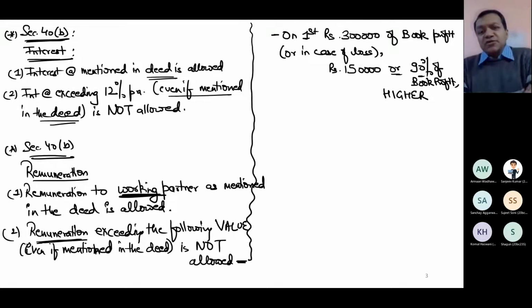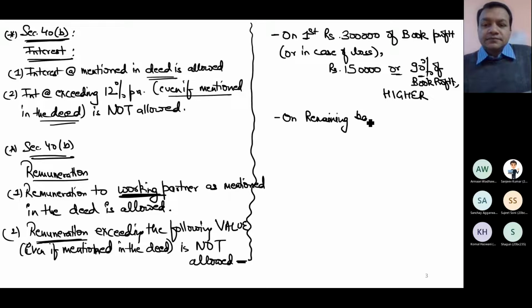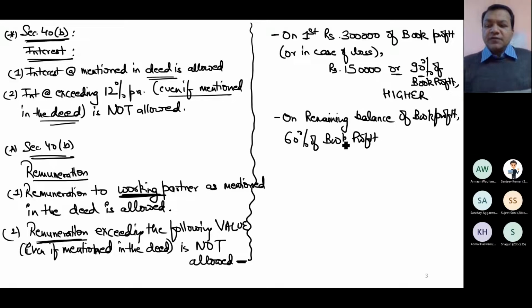But how much maximum remuneration is valid, since beyond this is not allowed even if the deed says so? On the first 3 lakh of book profit, or even if the firm is in a loss, a flat 1,50,000 per year to all the partners, or 90% of book profit, whichever is higher. If the book profit is more than 3 lakh, then on the remaining balance, 60% of book profit is allowed. So you can say that whatever profit you are earning, around 60% you can pay as salary to the partners. There is no problem.